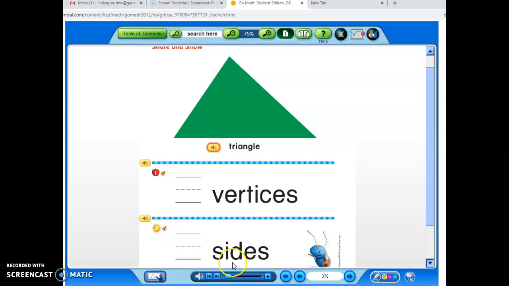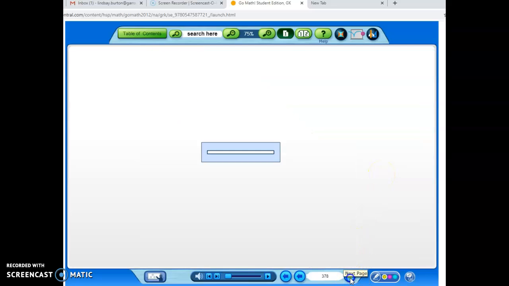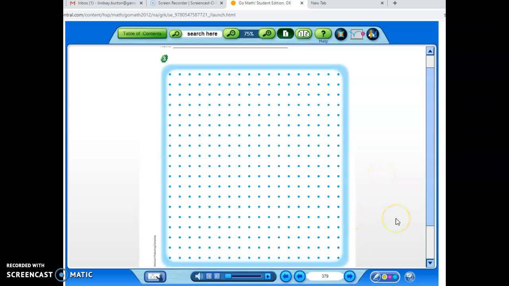Down here by the yellow sun, it wants to know how many sides this green triangle has. Let's count them together. I see 1, 2, 3 sides. So we're going to write another 3. We're going to curve to the middle, curve to the bottom. This triangle has 3 vertices and 3 sides. All triangles, some of them may look a little different, be shaped a little differently, but all triangles have 3 sides and 3 vertices.